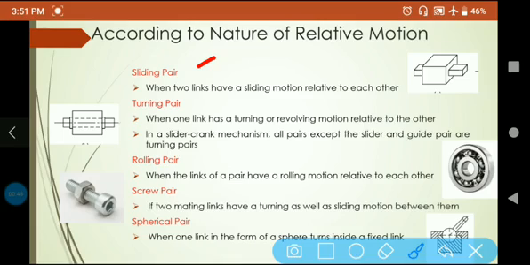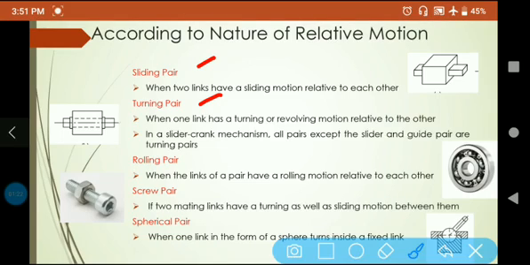Similarly, when one link has a turning or revolving motion relative to the other, then that type of pair is known as a turning pair. We have again seen it in the case of a slider crank mechanism, that is, the pairs formed between links 1 2, 2 3 and 3 4 are all turning pairs, because any one of the links is undergoing a rotational motion relative to the other link.